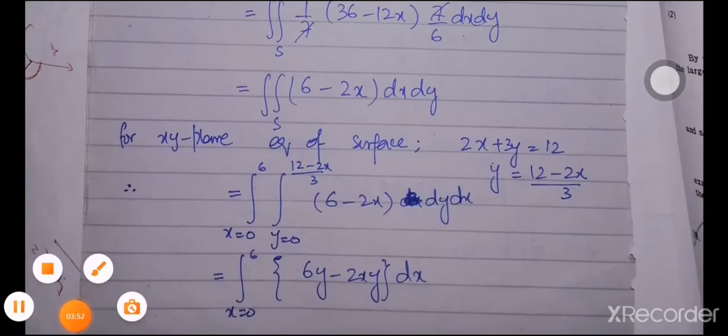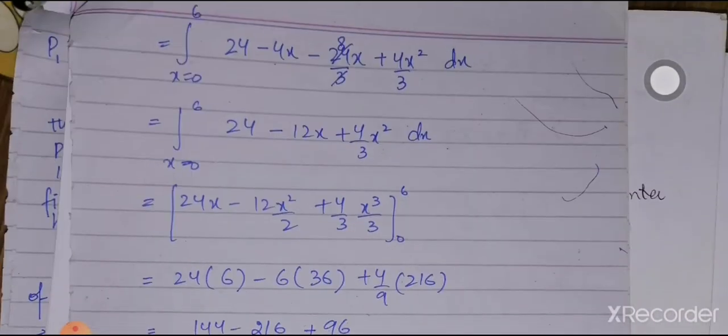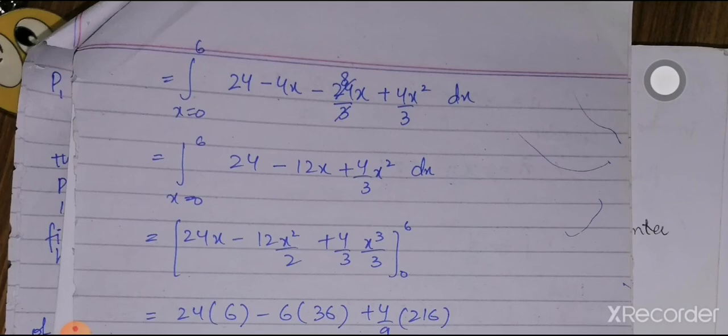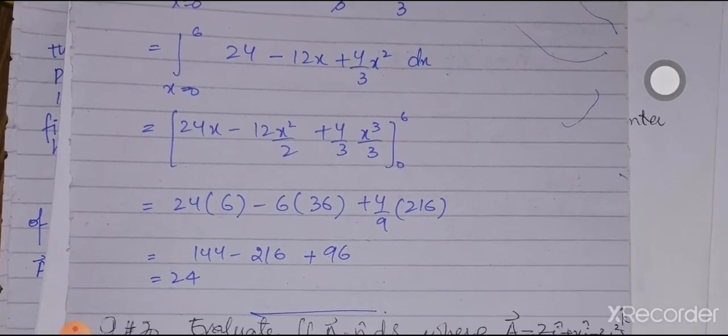Here we have integrated with respect to y first, because y is in terms of x. It will be equal to 6y minus 2xy, and y is varying from 0 to (12 minus 2x) over 3, and we put the limits over here. We get the answer 24 minus 12x plus 4 by 3 x square, and now we will integrate it with respect to x varying from 0 to 6, and here is the final answer for it.